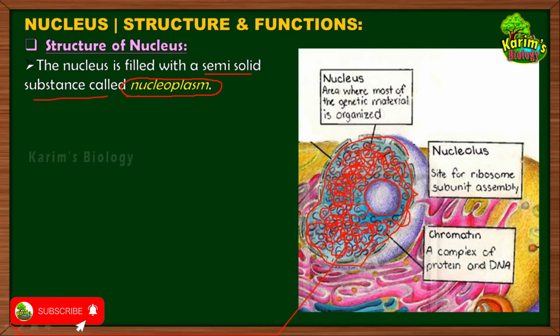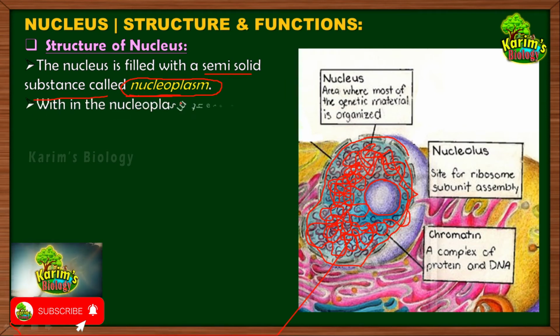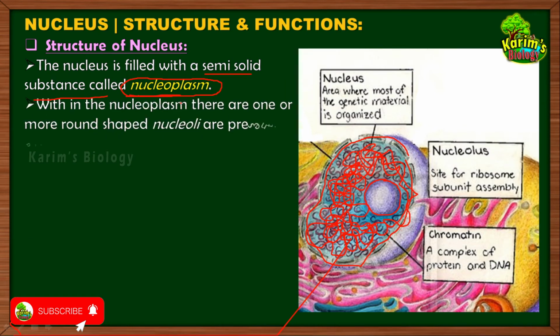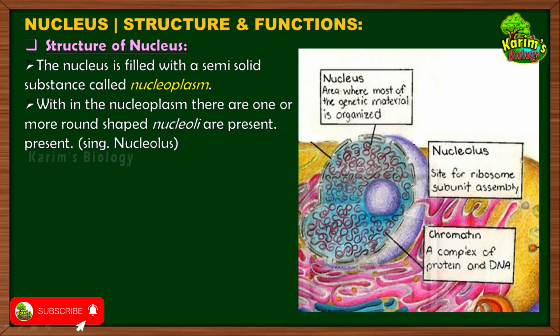This semi-solid substance present within the nucleus is called nucleoplasm, and within the nucleoplasm there are one or more round shaped nucleoli. Just now I told you that the inner part of the nucleus is called nucleoplasm. Within nucleoplasm again there is another round shaped structure. Yes, this is another round shaped structure here. Can you see? This is called nucleolus.